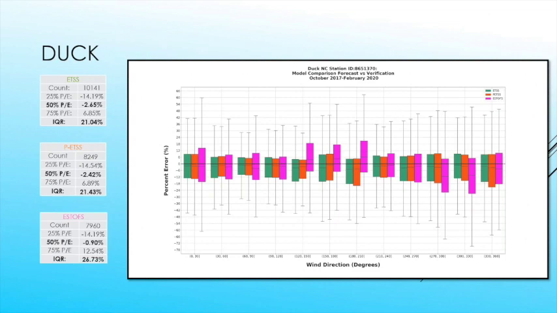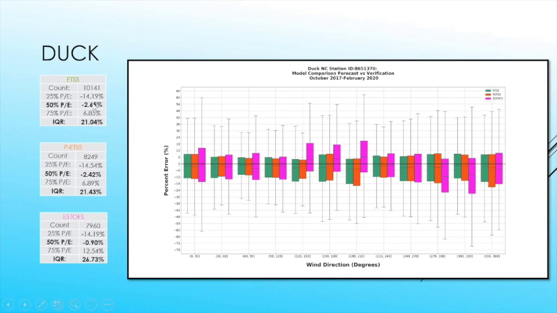What you're looking at, this map, on the x-axis, you have wind direction in degrees. The parenthesis means that it's not included, and the bracket is that it is included from a degree standpoint. The y-axis, you have percent error, and the colors here, green represents the ETSS, orange represents the PETs, and pink represents the SDOFs.